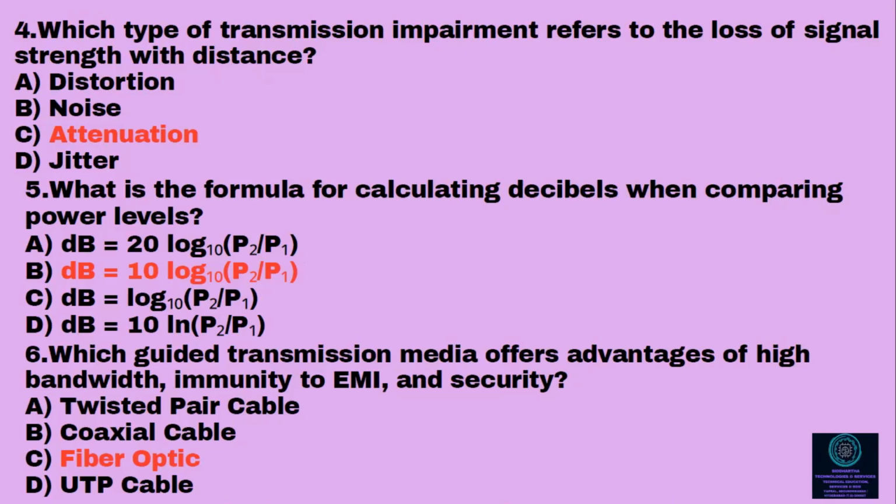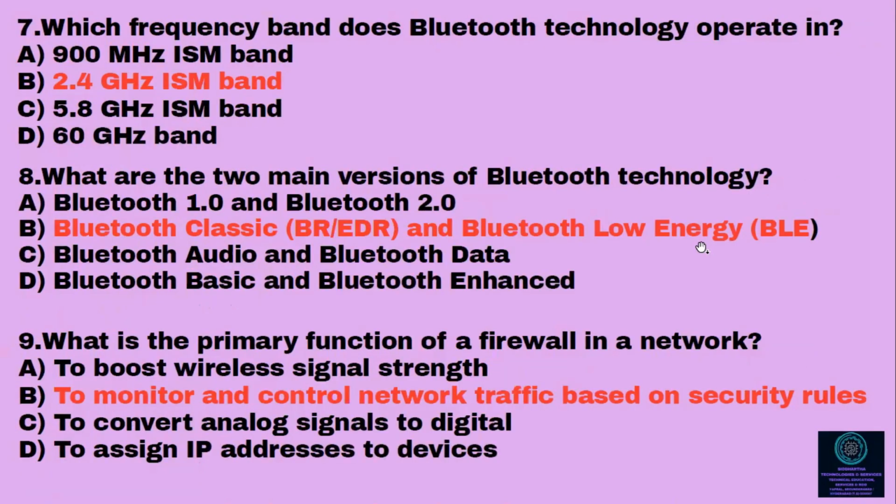This question I think we have discussed in the last video. Question 6: which guided transmission media offers the advantage of high bandwidth, immunity to EMI, and security? Fiber optics is the correct answer. Next, 7th: which frequency band does Bluetooth technology operate in? It's 2.4 gigahertz. Very simple. What are the 2 main versions of Bluetooth technology? Bluetooth Classic and Bluetooth Low Energy, BLE and BR/EDR. This is the correct answer.